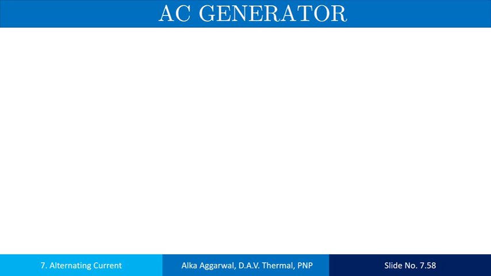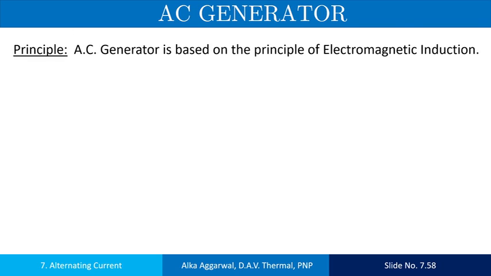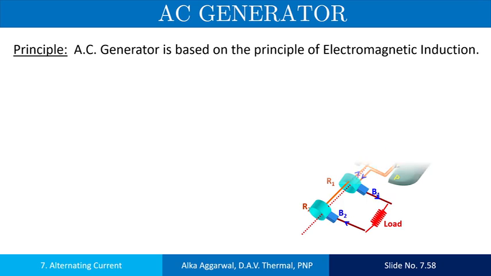The generator was designed by Nikola Tesla. The AC generator is based on the principle of electromagnetic induction, which we have discussed earlier.